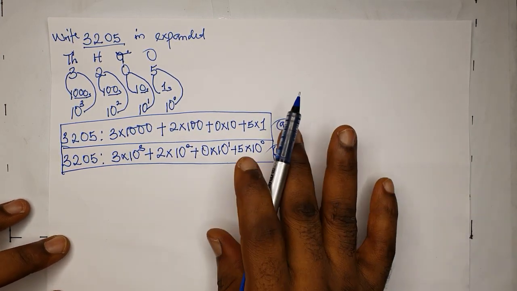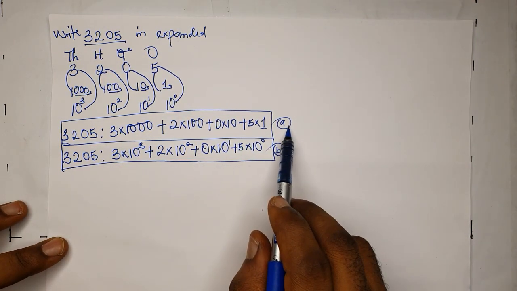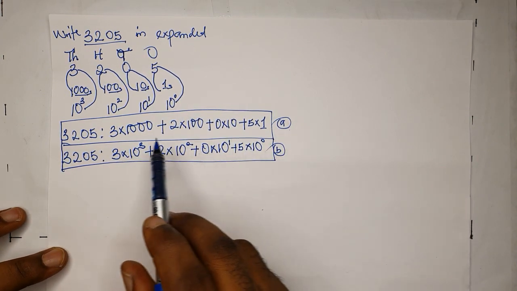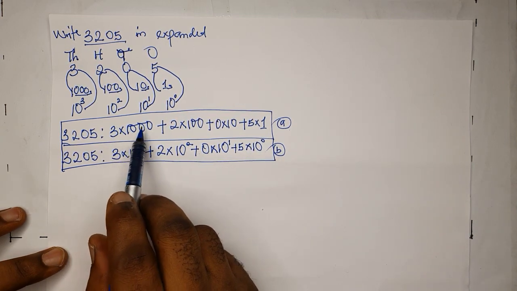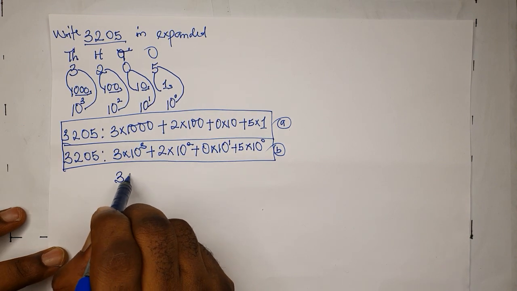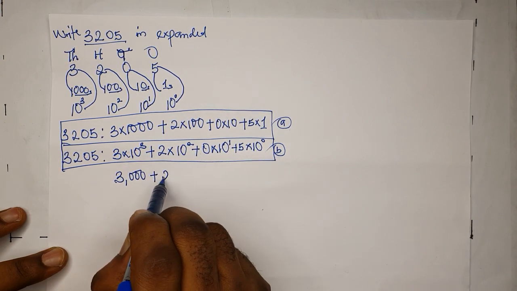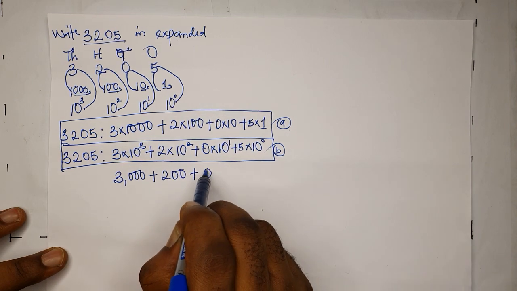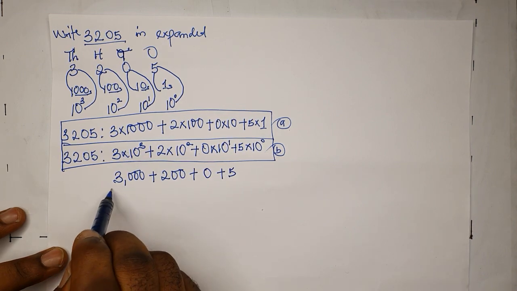But there is one more way you can represent it, and that is simply by simplifying either the A solution or the B solution. What I mean by that is writing it out in full by multiplying. 3 times 1000 gives you 3000. So you can write it like this: 3000 add 2 times 100 gives you 200, add 0 times 10 is zero, then add 5 times 1 gives you 5. This is also another way to write it.